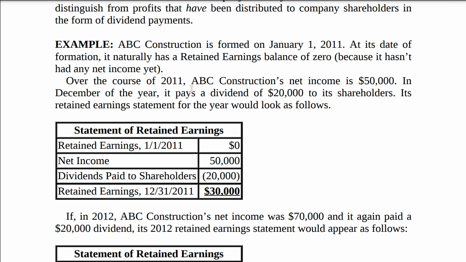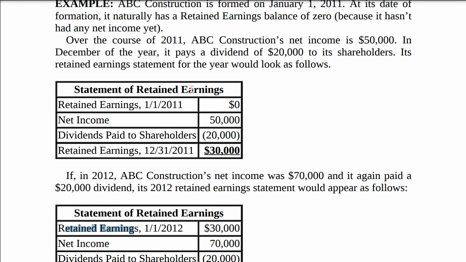So now we will calculate retained earnings. Retained earnings at the beginning, that is 1/1/2011, was $0, and the net income the company has earned was $50,000, and the dividend paid is $20,000, which we will subtract from the $50,000 because the dividend has been paid from whatever profit the company has earned. Okay, so the remaining profit is called retained earnings as on 31st December 2011, that is $30,000.